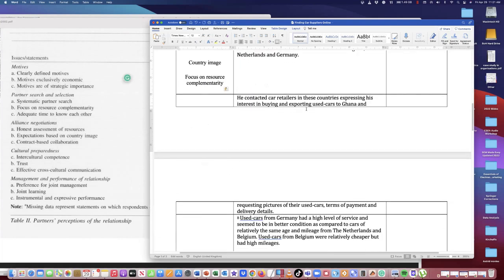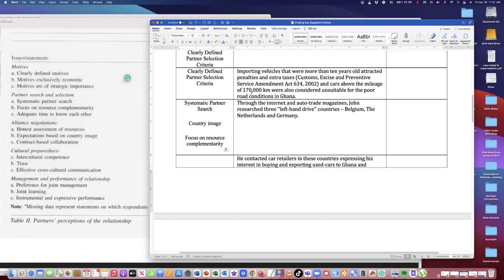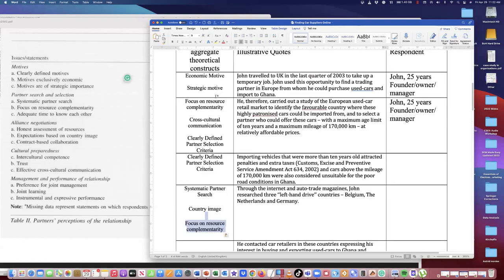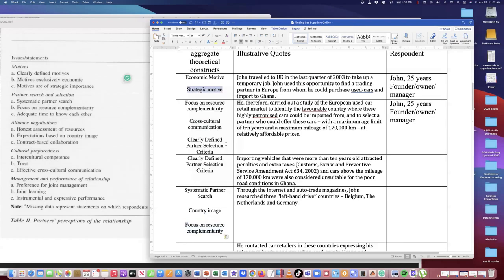He contacted car dealers. How about motives of strategic importance? You're also right. In fact, between that one and this one, which one is much closer? But here it's about the searching process. So I think we should stay with the search process. Do you understand it? But it's actually the choice of the left-hand drive that is a motive of strategic importance. And the strategic importance is the country image, Ghanaians don't like some countries in terms of buying cars, and then the resource. So the two of them are relevant. Let me put it there, strategic motive. You see, both fit the person's strategic motive.